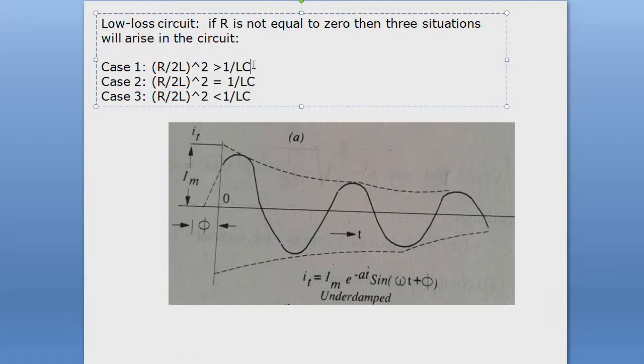If (R by 2L) whole square is greater than 1 by LC, then you will get high loss. This actually indicates a high loss circuit. And now you write its expression. Then the next case is medium loss.